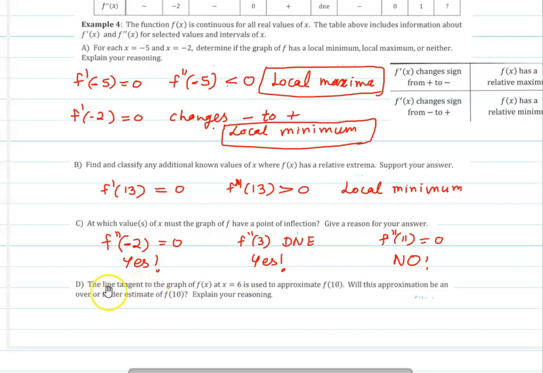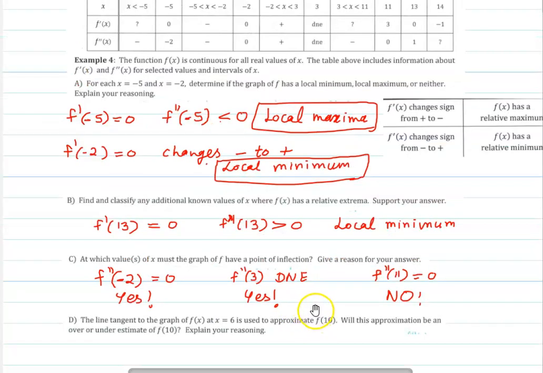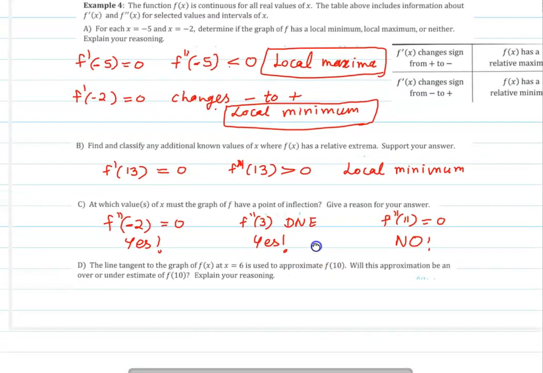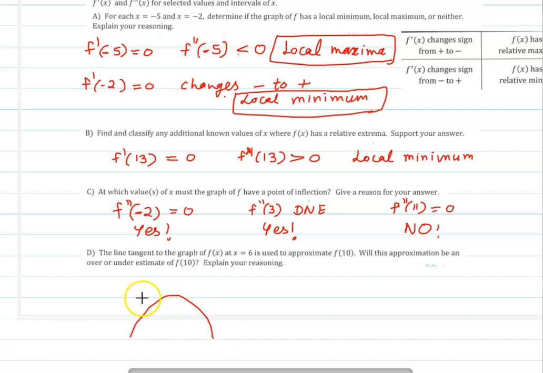For the last part, we need to check whether the tangent line to the graph of f(x) at x equals 6, used to approximate the value f(10), will be an over or underestimate of f(10). Whenever we need to check underestimation or overestimation using the tangent line, we check the concavity. When a function is concave down, the tangent line always gives an overestimate, and when the function is concave up, the tangent line always gives an underestimate.